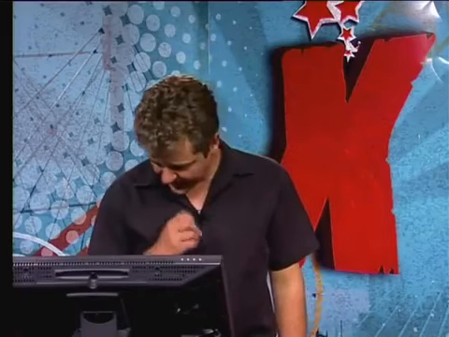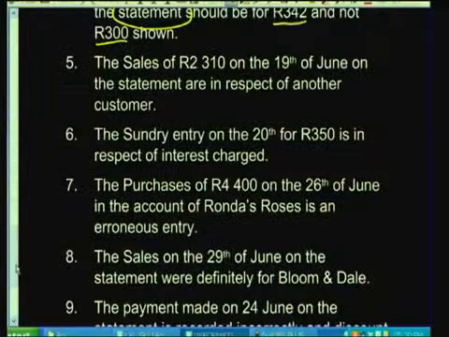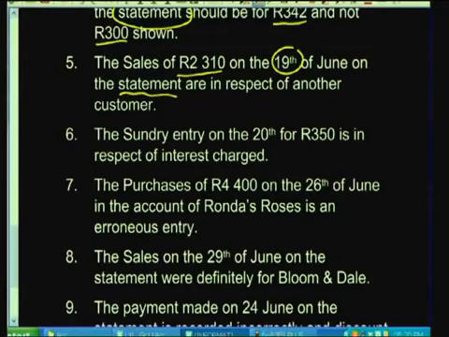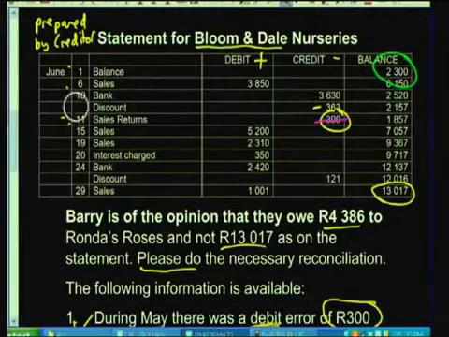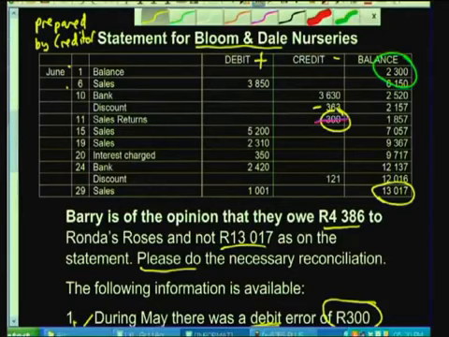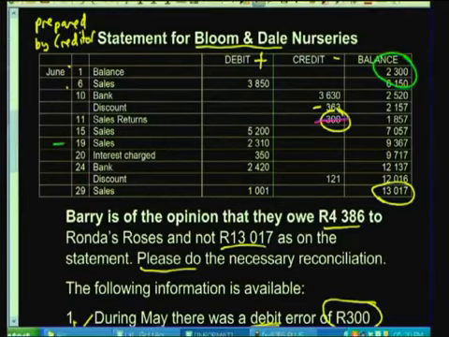Let's have a look at the next piece of information. It says that the sales of 2,310 on the 19th of June on the statement are in respect of another customer. Let's have a look at what the statement says. This is the error that we're dealing with now. It's the sales on the 19th of June for 2,310 Rand. And the question tells us that this is for another customer.